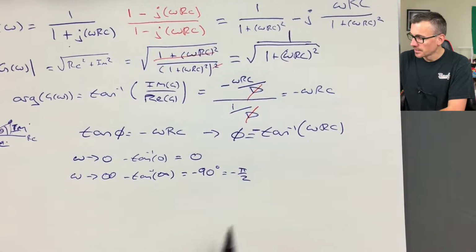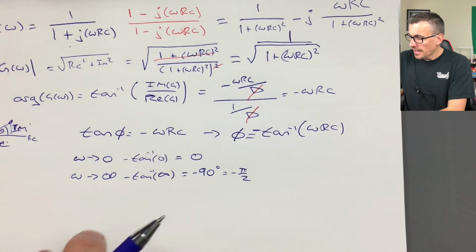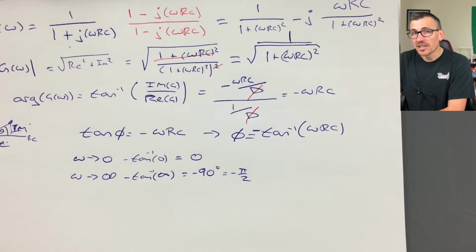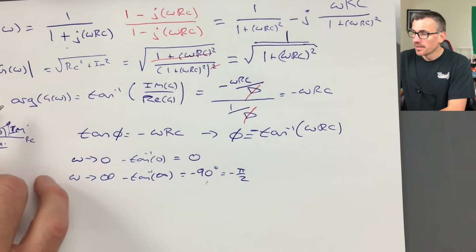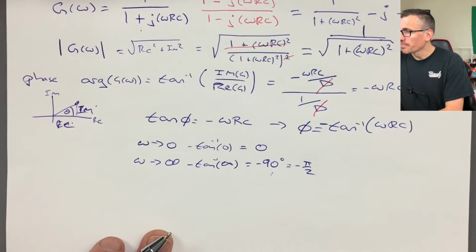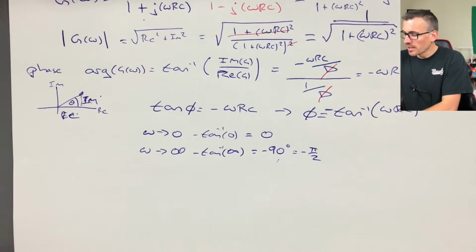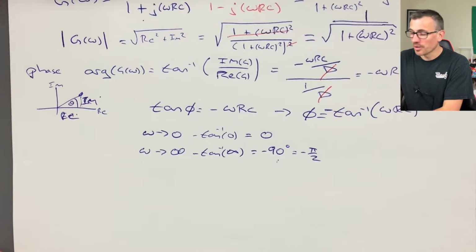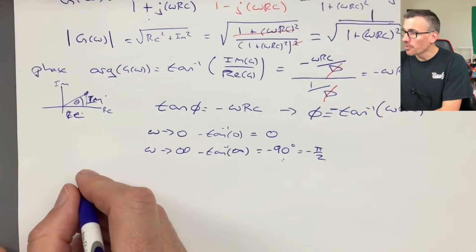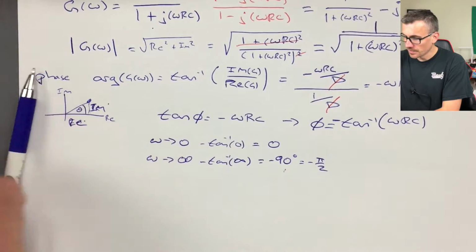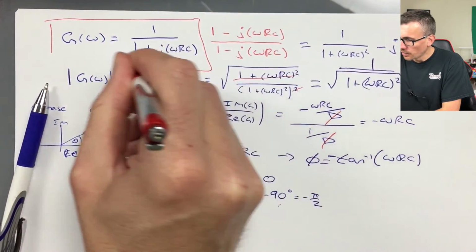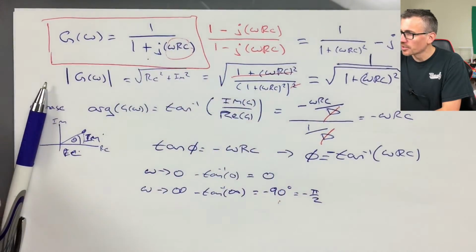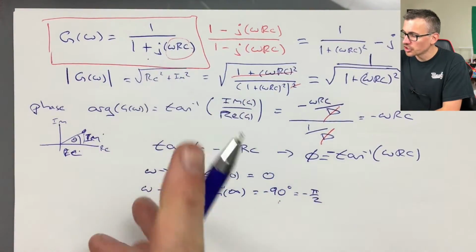Pi over 2 radians. So as we go to infinity, we get shifted by 90 degrees, and our amplitude shrinks down to 0. Okay, so that's plus or minus infinity. What do I mean? Really what we're talking about is frequency being big or small. From the form of our equation here, the relevant term is this omega RC. We have 1 plus j omega RC.